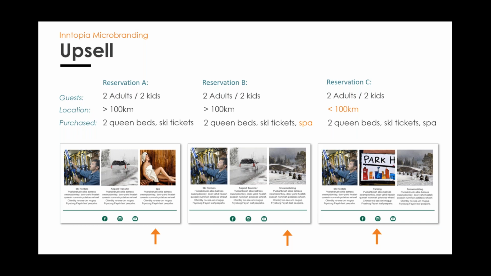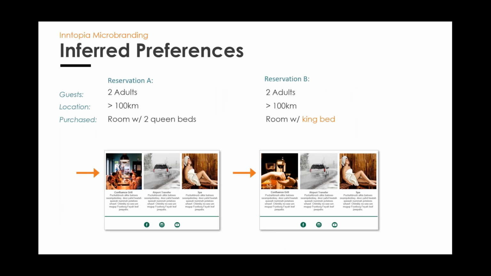Those are all pretty straightforward. And now I want to get into inferred preferences through the data. There's all sorts of data that you have that you can make assumptions from about individuals. They're not concrete things like age or family or no family. They're things like, in this particular situation, a room code. So I know that the room code that Reservation A has purchased has 2 queen beds in it.